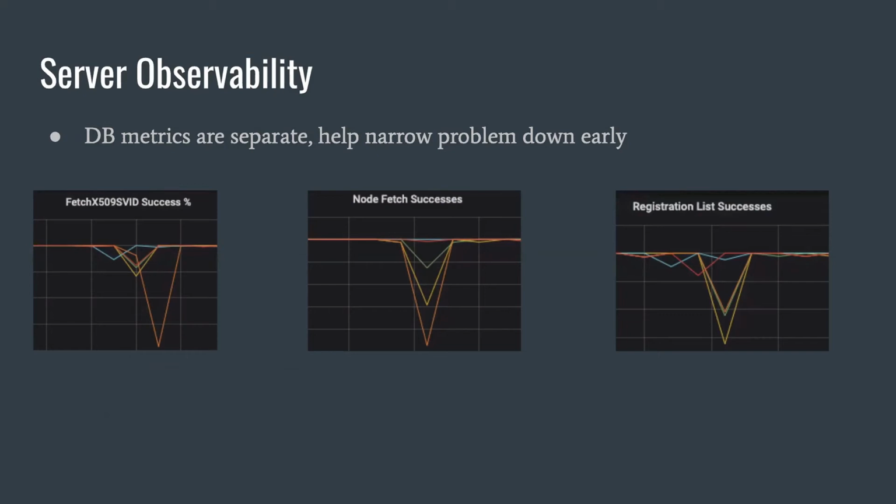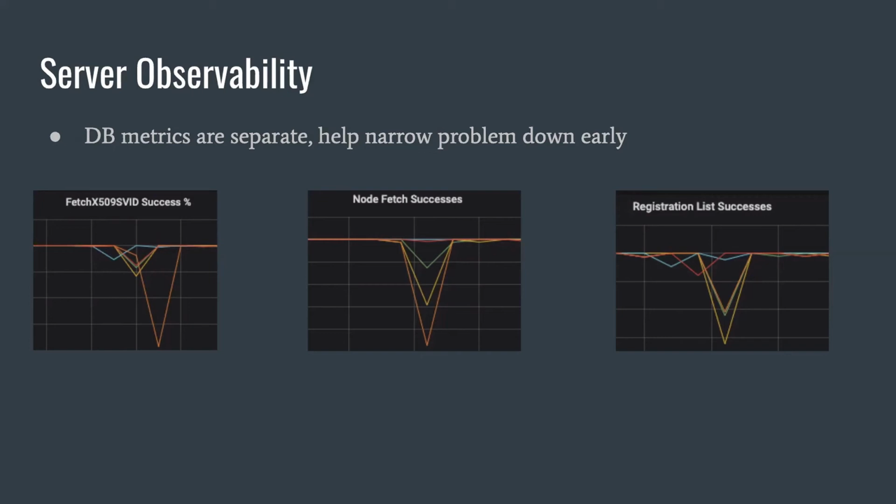Moving on to server observability, one very important thing to keep in mind is there are metrics for the SPIRE server APIs and metrics for the SPIRE server's calls to the database. So that can help you very quickly narrow down when a problem is happening. And so in this case, we have, say, on the SPIRE server API, the fetch x509 success rate is just plummeting.